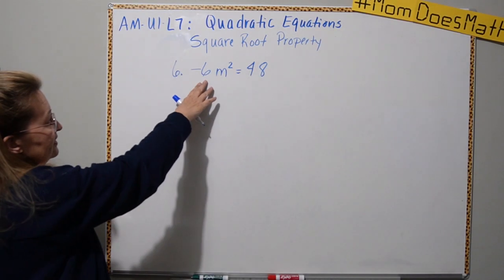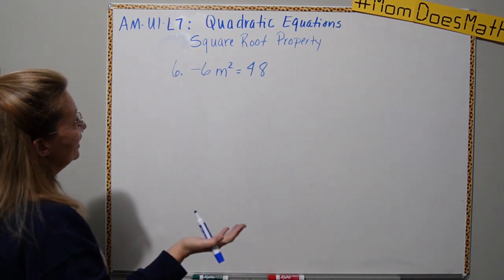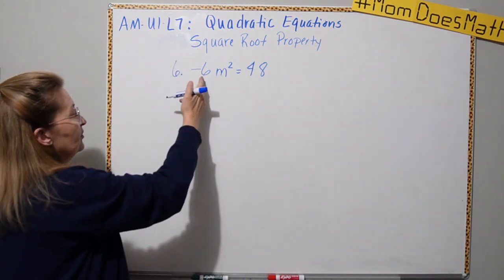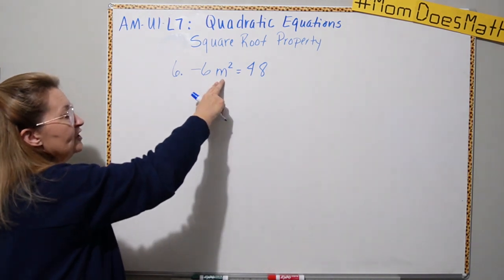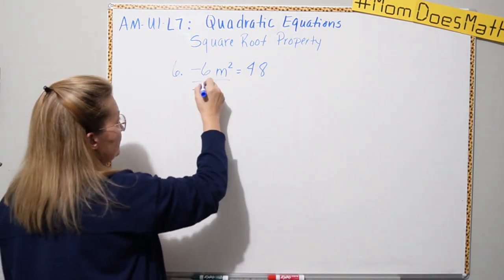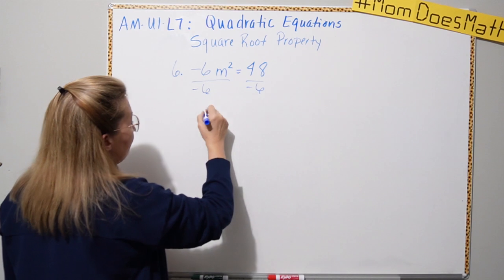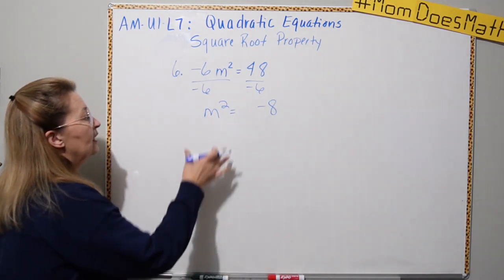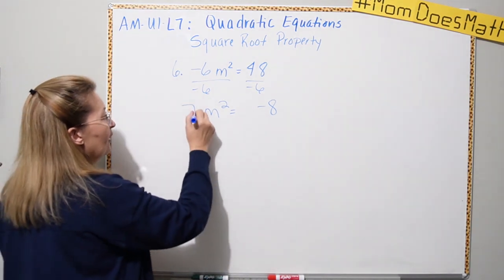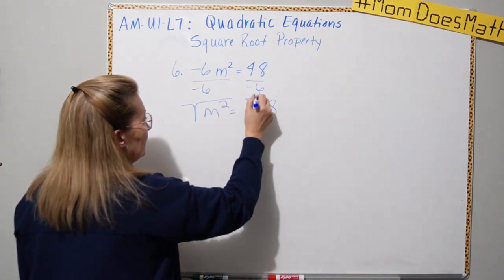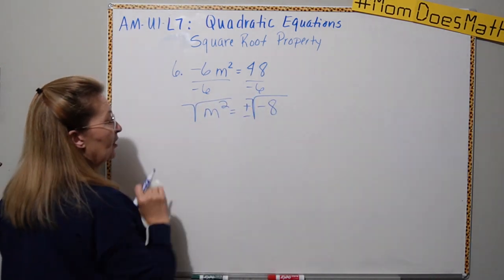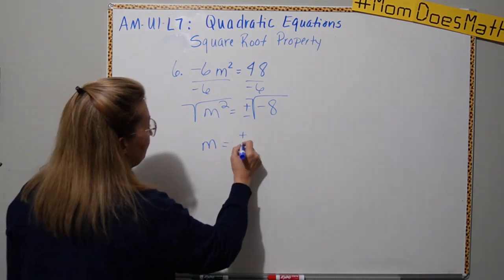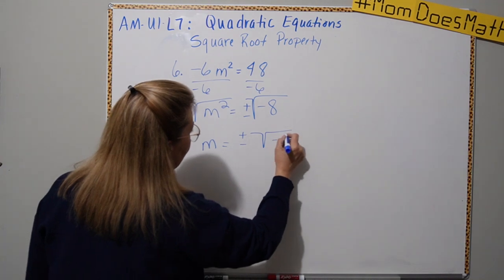Okay, number 6 says negative 6m squared is equal to 48. We're told to use the square root property. So let's first get rid of the negative 6 because we just want a perfect square all by itself over here. It's been multiplied, so I'm going to divide, and that's going to give me m squared is equal to negative 8. Now that I have a single perfect square over here, I'm going to take the square root of that and the square root of the other side, plus or minus. So now I have m equals plus or minus square root of negative 8.